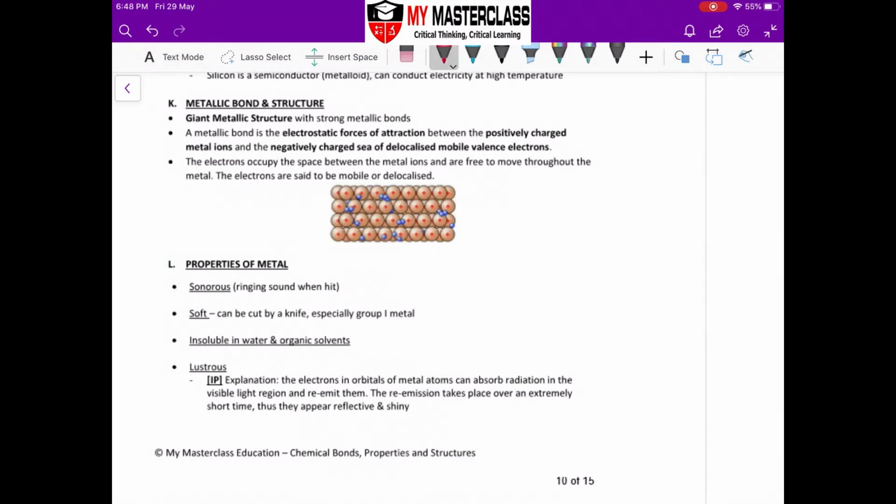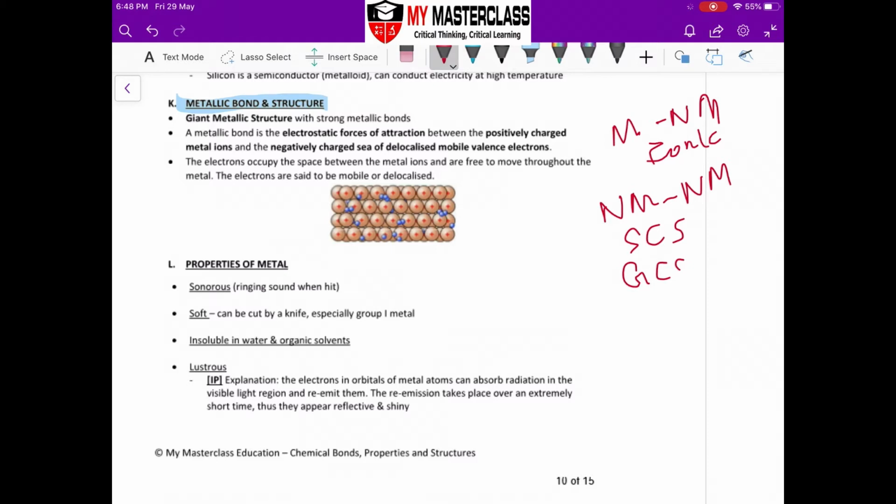Okay, the last chemical bonding and chemical structure that we are going to see is the metallic bond and metallic structure. So we have looked at bonding between metal and non-metal, which is your ionic. Non-metals either form simple covalent substances or giant covalent substances. Last but not least, we have metals.